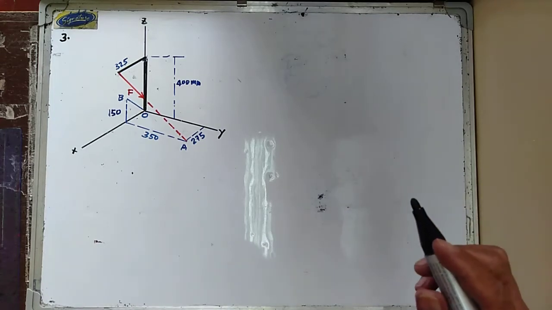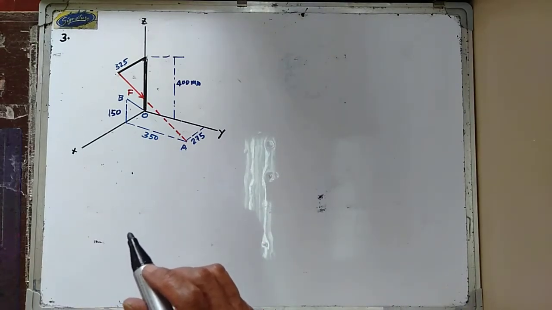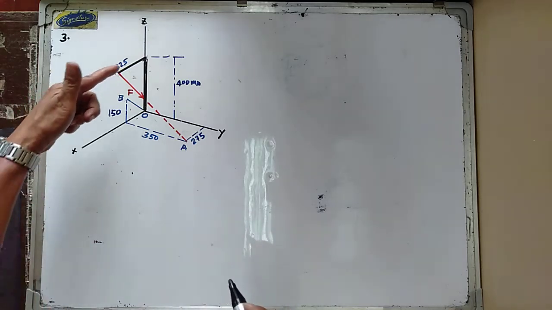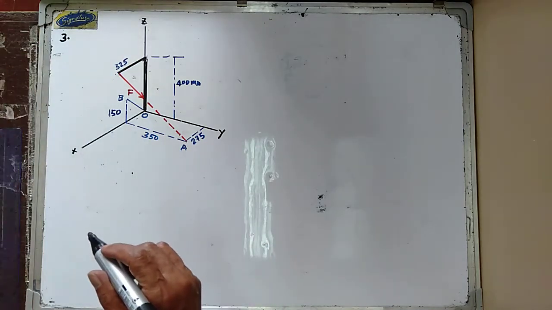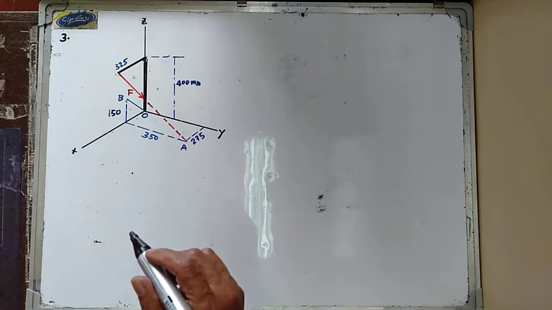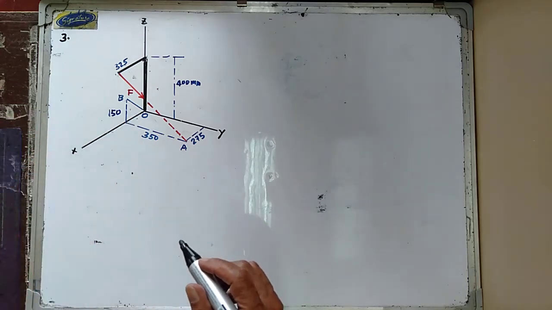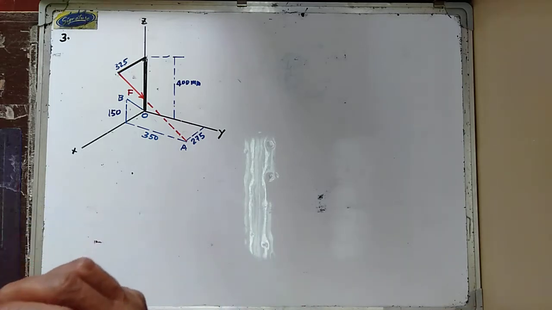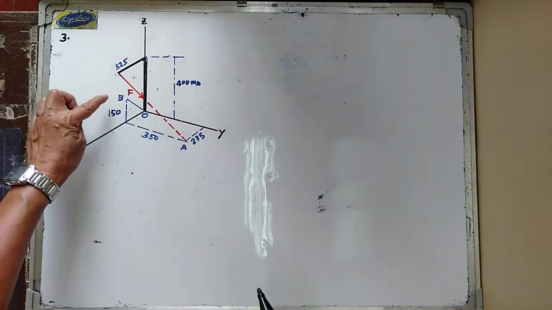Let's now proceed to problem 3. A 534 Newton force is applied to a lever shaft assembly as shown. So this is the lever shaft. Determine the scalar component of the moment at point O about line OB. So let us try to determine the scalar component of the moment at point O about line OB.